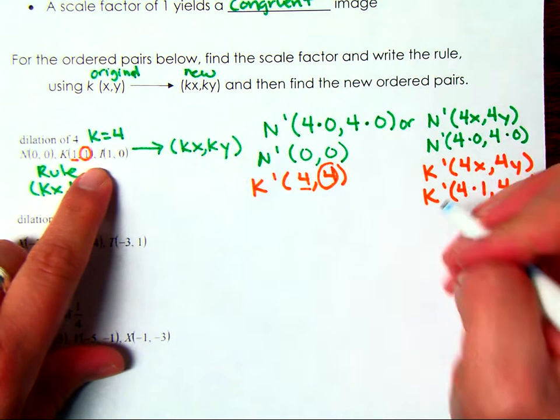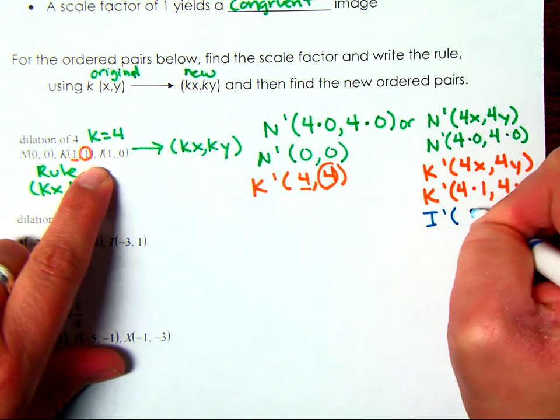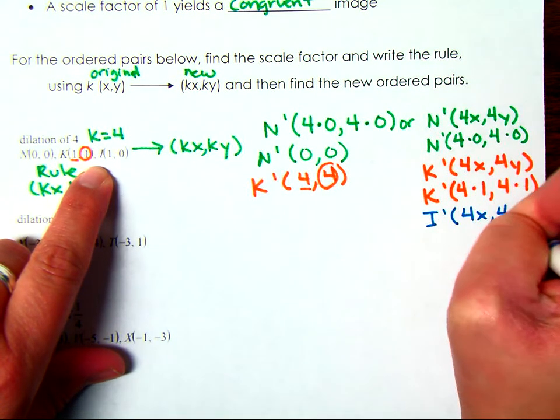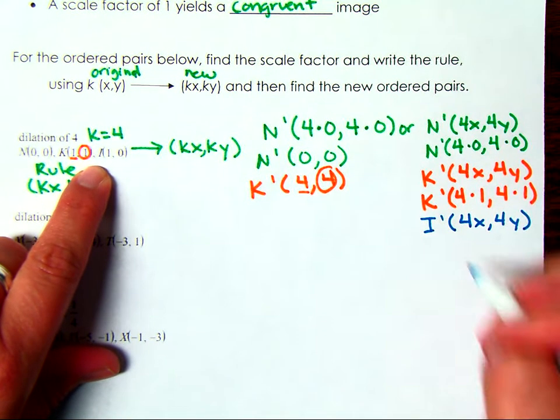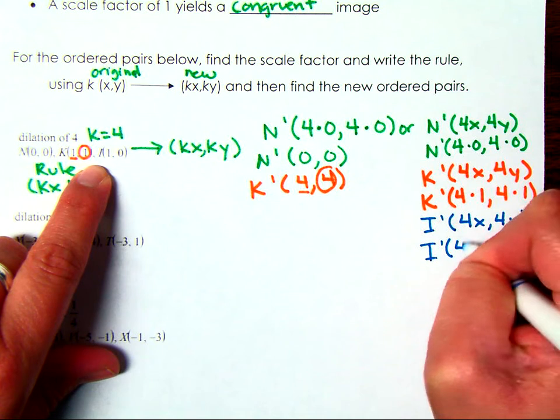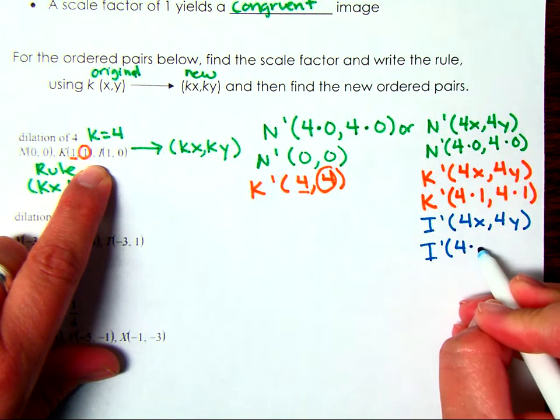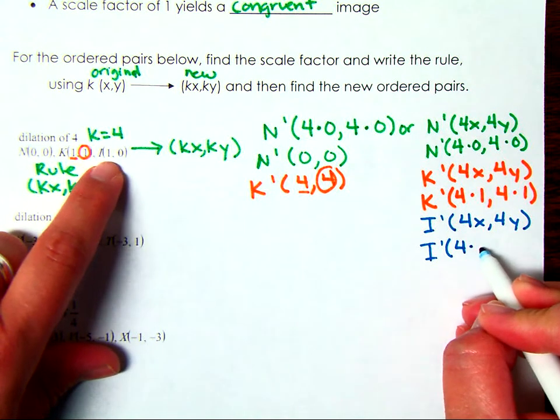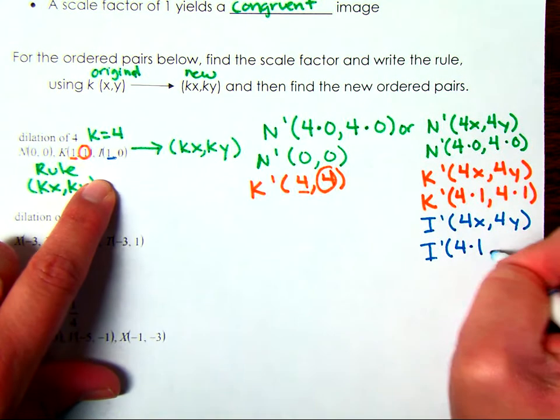Now if I have I, well, I prime is going to be found by 4x, 4y. That's my rule. And all I'm doing right here is x. My original x was 1.